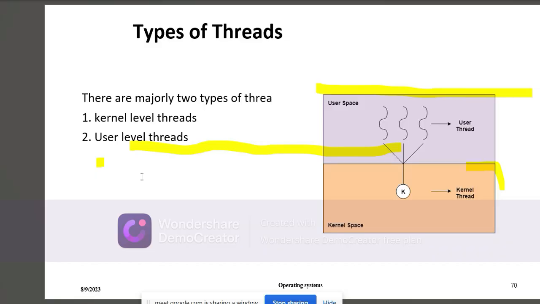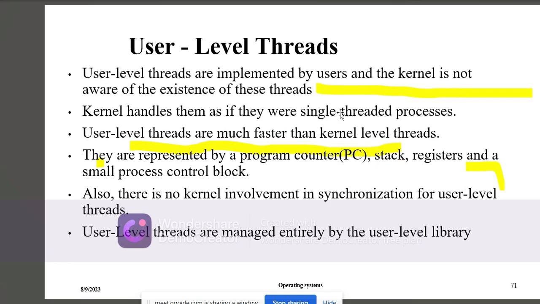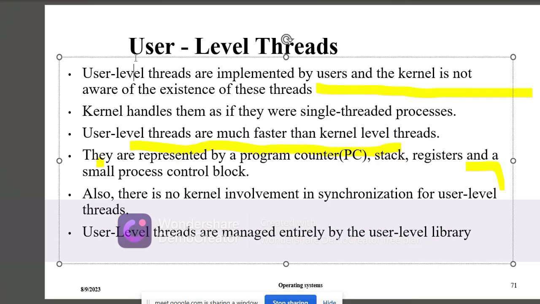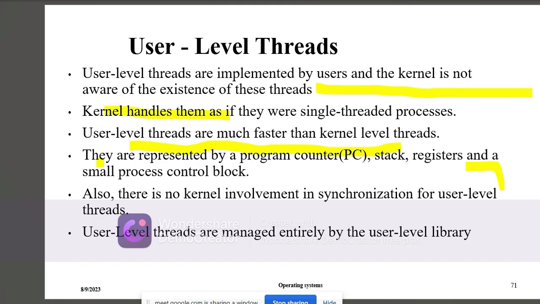What are the different types of thread? The first type is the kernel level thread, and the second is the user level thread. A kernel level thread is available in kernel space, and a user level thread is available in user space. So what is there in a user level thread? User level threads are implemented in user space, and the kernel is not aware of the threads. The kernel handles them as if they were a single threaded process.